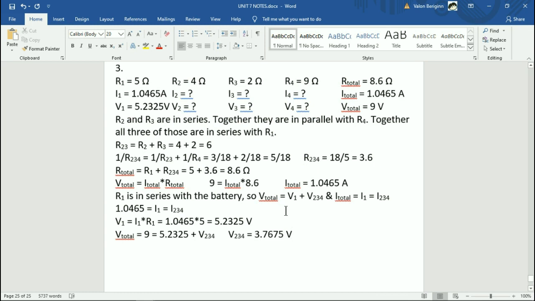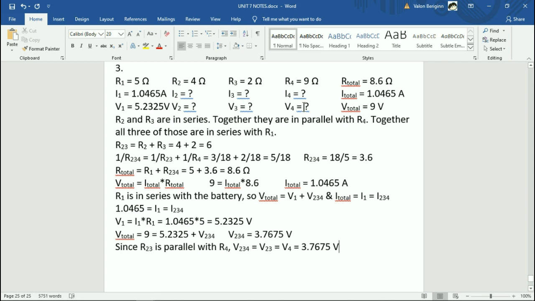You might think, okay, who cares about that? Well, V234 is the parallel piece, which is made of 2, 3, and 4. So what's the rule for parallel? Voltage is equal for parallel. So since R23 is parallel with R4, V234 equals V23 equals V4, and that equals 3.7675.